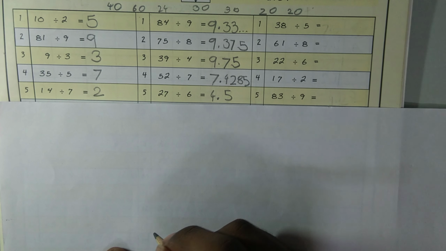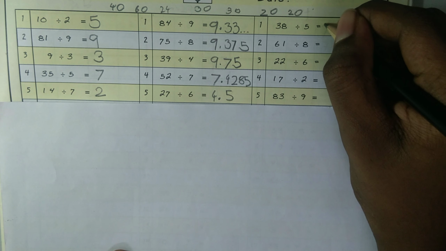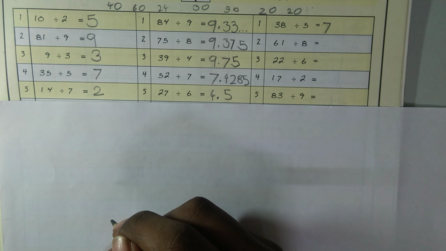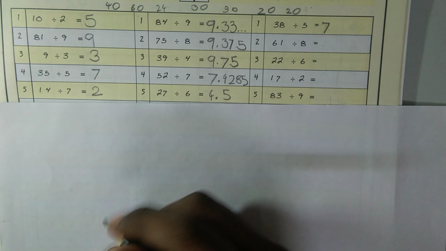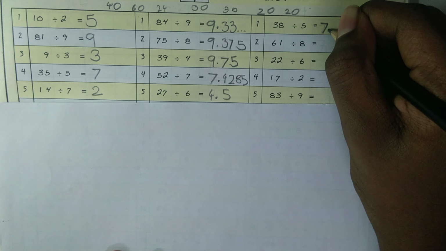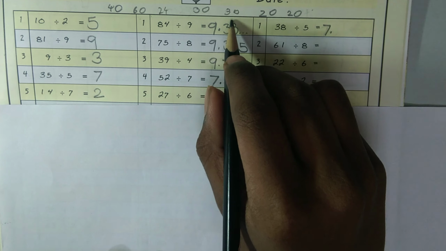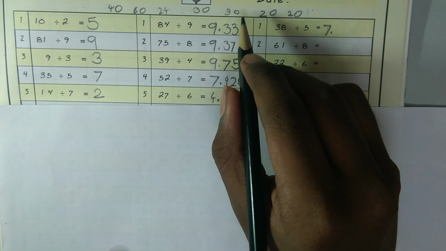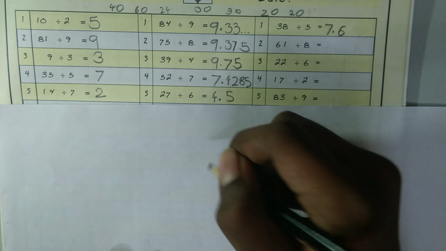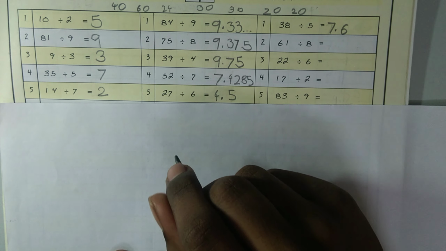38 divided by 5. 5 into 7 is 35, which is lesser than 38 and closest to 38 in 5 table. And now we have to keep a decimal point. Our remainder is 3. When we keep a 0 beside 3, it becomes 30. So 5 into 6 is 30. So our answer is 7.6.